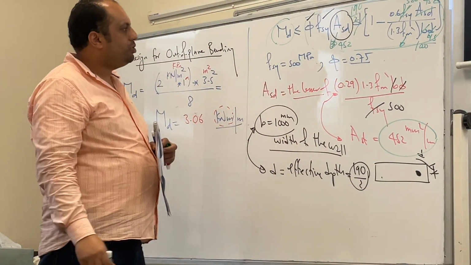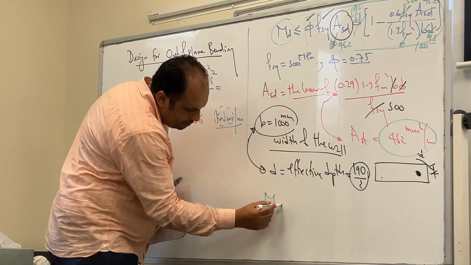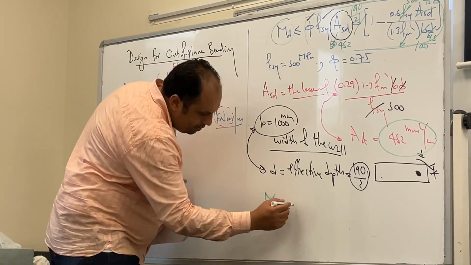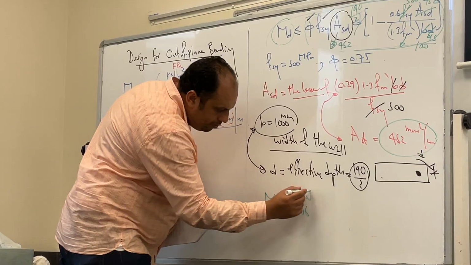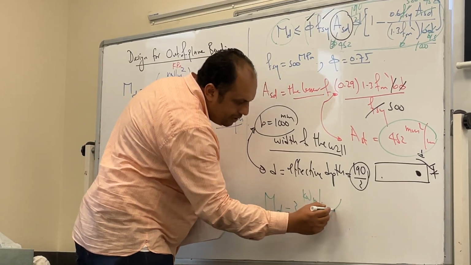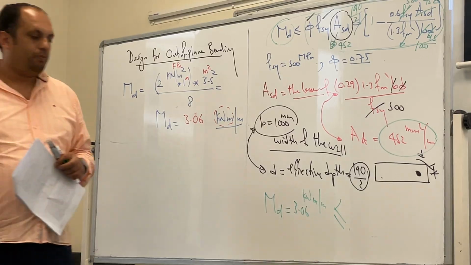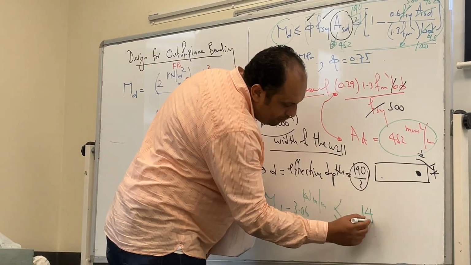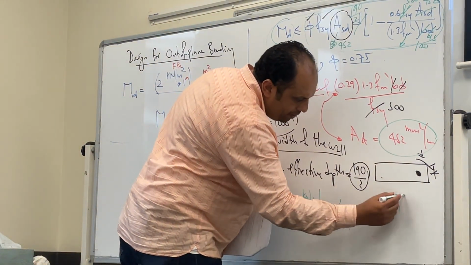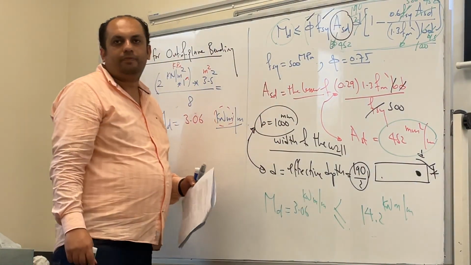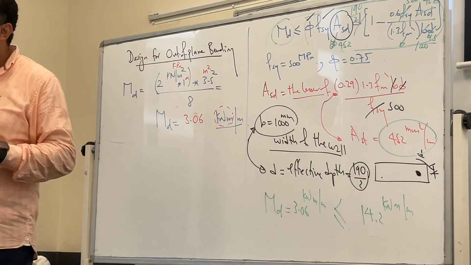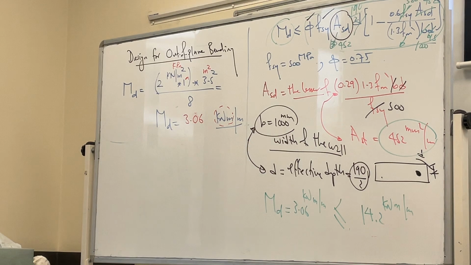So can you check how much MED we got? 3.06 kilonewton meter per meter. Less than what is the capacity? 14.2. So the capacity is 14.2 kilonewton meter per meter. So safe or unsafe? Safe. If not safe, what do we do?